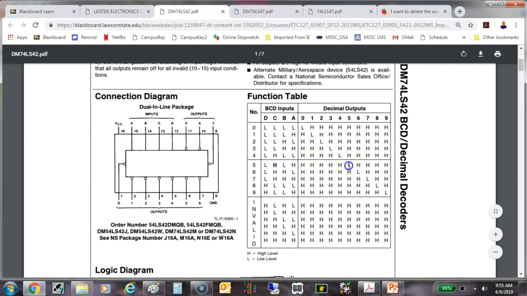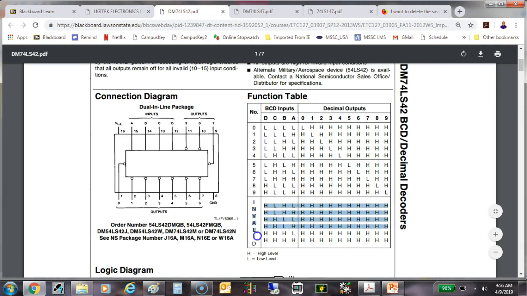So output 4 goes low. This would be a binary 5. Can't do this. This would be a binary 5. So output 5 goes low. This would be a binary 6. So output 6 goes low. This would be a binary 7. So output 7 goes low. This would be a binary 8. So output 8 goes low. This would be a binary 9. And output 9 goes low.